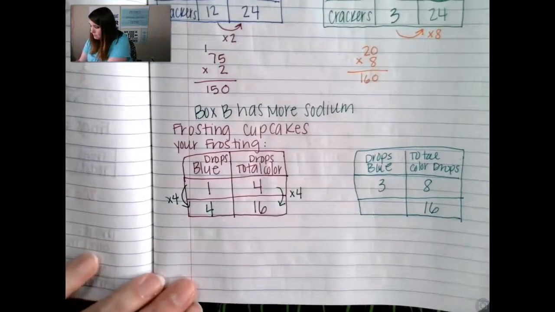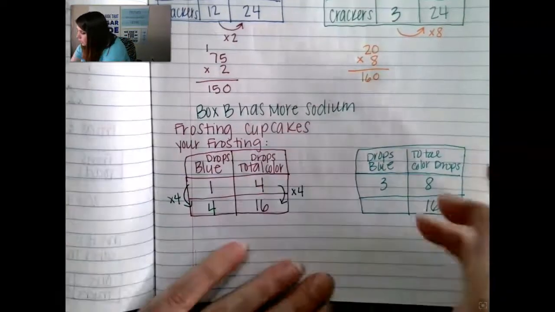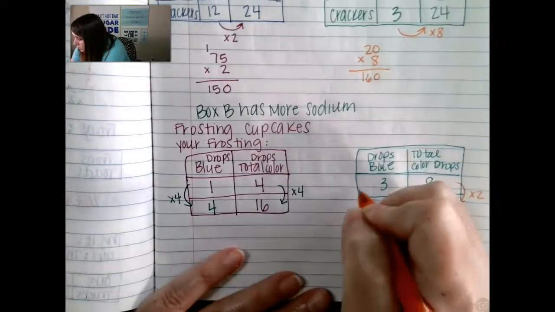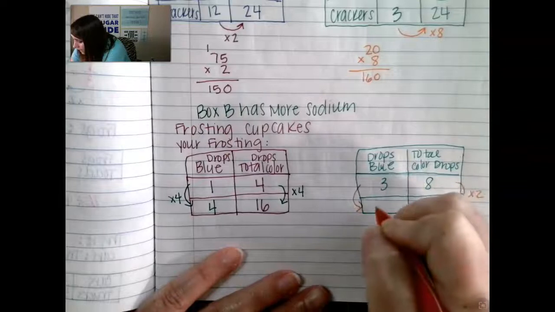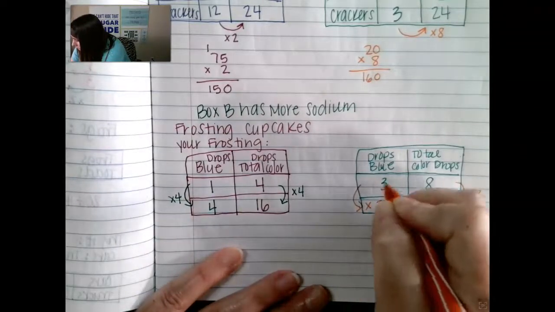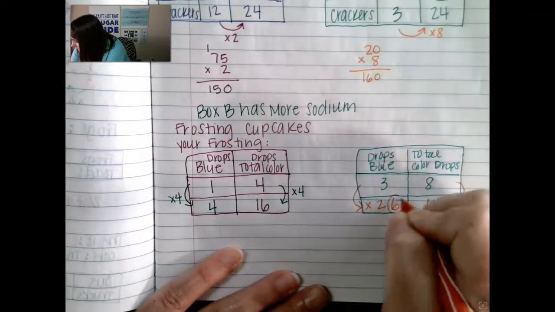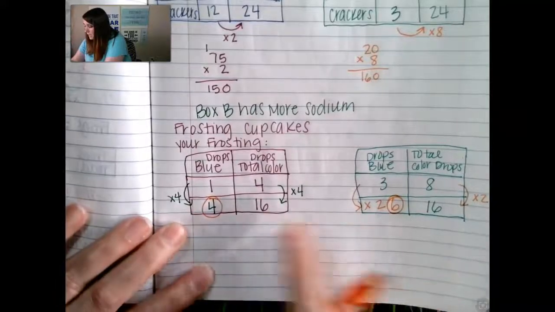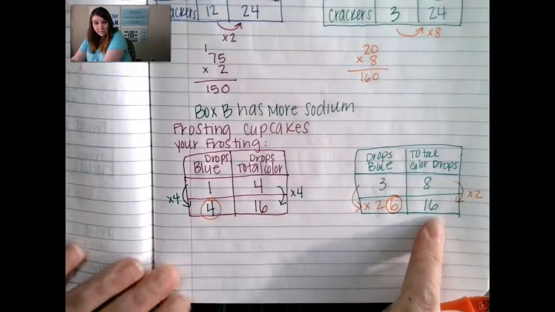All right, let's look over here. How do we get from 8 to 16? Well, we multiply by 2. So on this side, we're going to multiply by 2. Oops, times 2. And 3 times 2 is 6. So my ratio is 4 to 16 or 6 to 16.